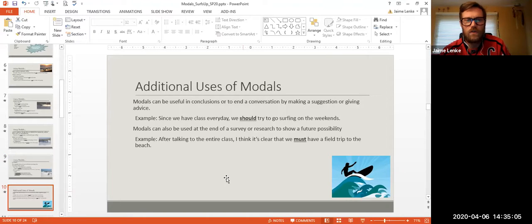Okay, so modals, they can be useful in conclusions or to end a conversation by making a suggestion or giving some advice. So this is very useful for when we're writing essays. So usually in that final paragraph, that conclusion paragraph, a lot of times we want students to make some sort of suggestion or advice to the author, or kind of proclamation to the audience. Or you could say, since we have class every day, we should go surfing on the weekends, right? After talking to the entire class, I think it's clear that we must have a field trip, right? We've had these type of discussions where now all of our classes must be online, right?